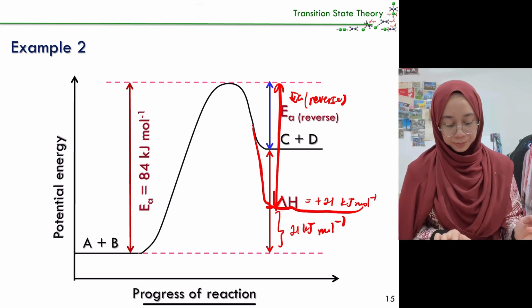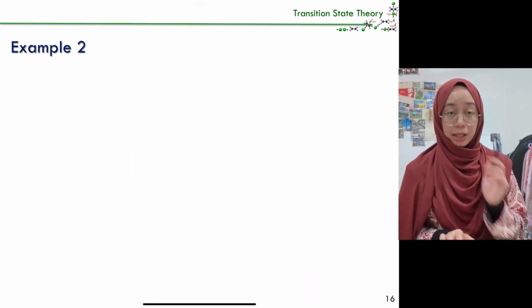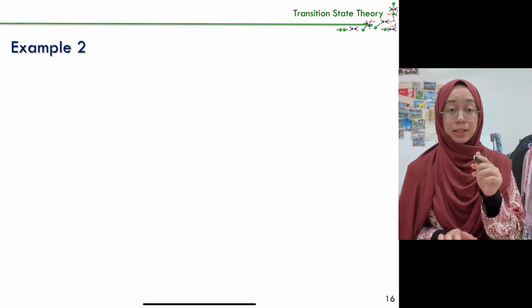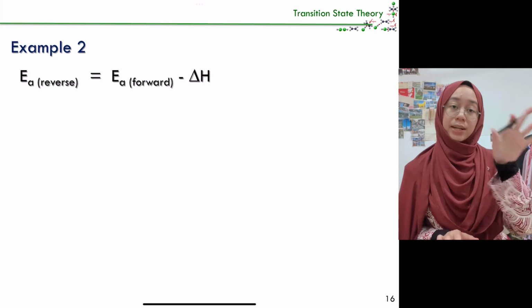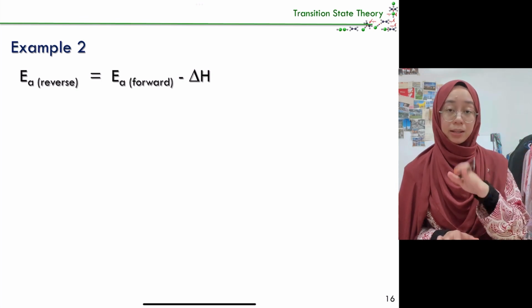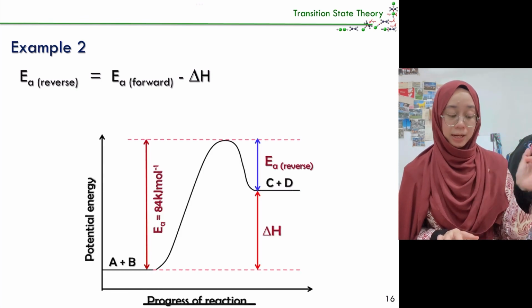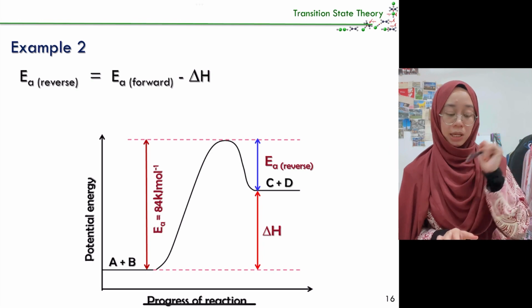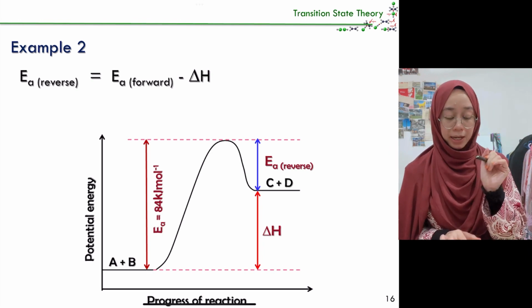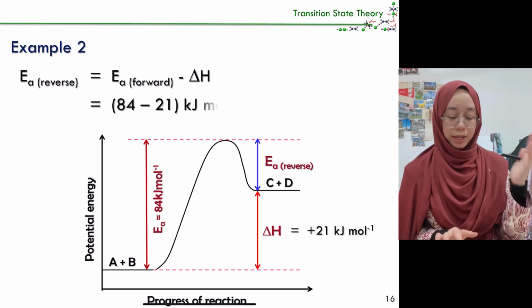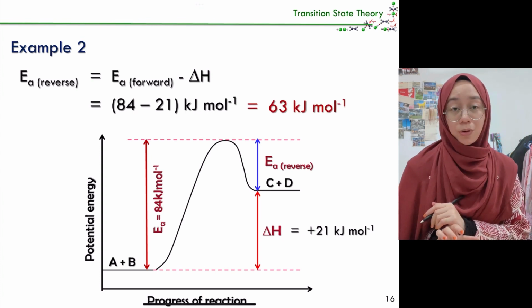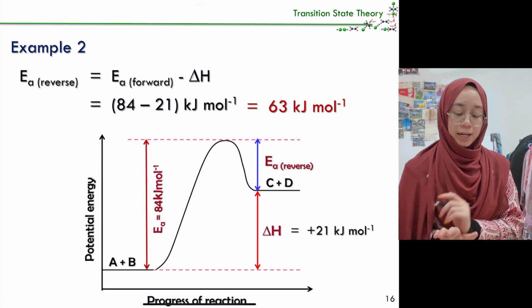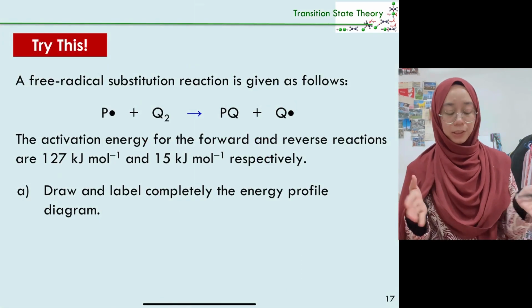Okay, so tak habis lagi kan soalan ni tadi. Dia minta pasal yang value reverse tu tadi. So just rearrange balik kita punya formula yang delta H tu tadi. So kamu akan dapat yang EA reverse equals to the EA forward minus dengan enthalpy change, delta H. Okay, therefore we get 84 minus 21, so you get 63 kJ per mol. Okay, so we're done. So now you have to try this question here.